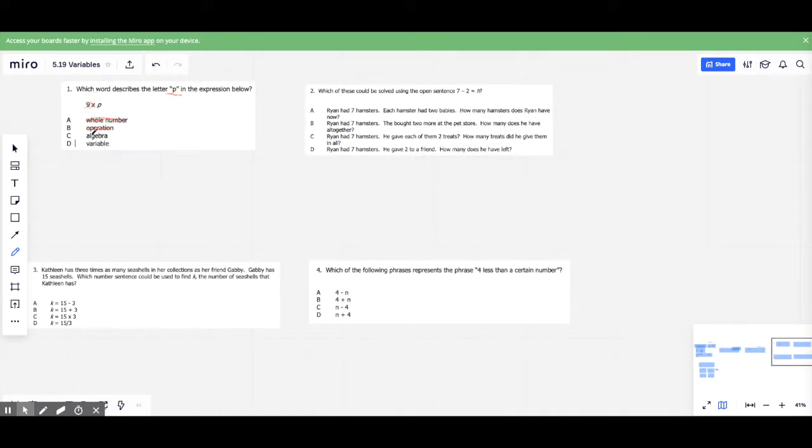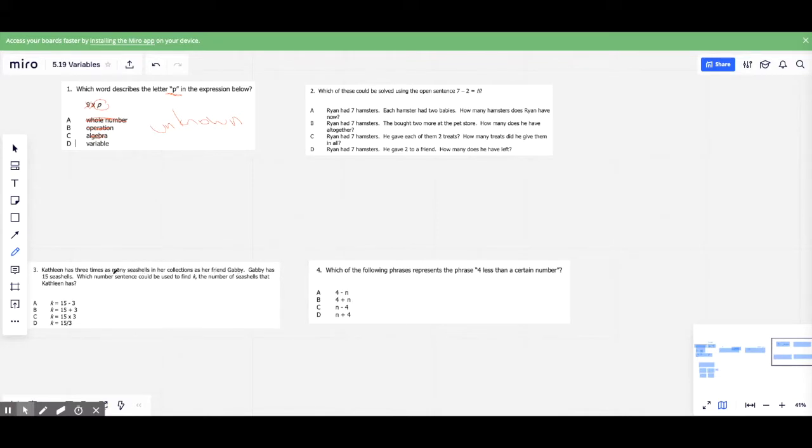Now let's look at some other types of problems. This first one says, what is the variable in this problem? Well, to do that, I look at all the answers, and I think about what they're telling me. A says whole number. Do I know what my whole number is? Well, I sure do. It's the number 9. Okay? B says operation. Do I know what operation I have? I sure do. Okay? It is multiplication. So it really has to be D, variable is what that letter stands for.